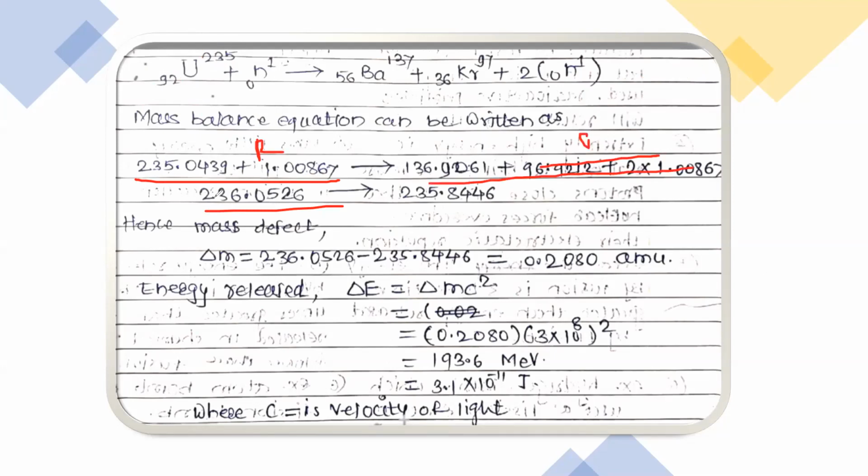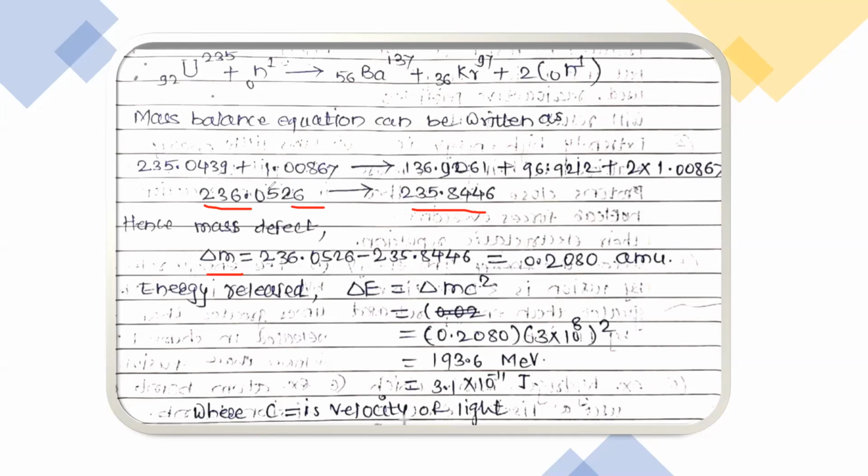So the reactant side gives 236.0526, and the product side gives 230.8446. Just clearly observe these two figures. Now we have to calculate how much energy is released during this reaction. How can I calculate this energy? Let's understand this delta M. We find the mass number of each element and just add these numbers.